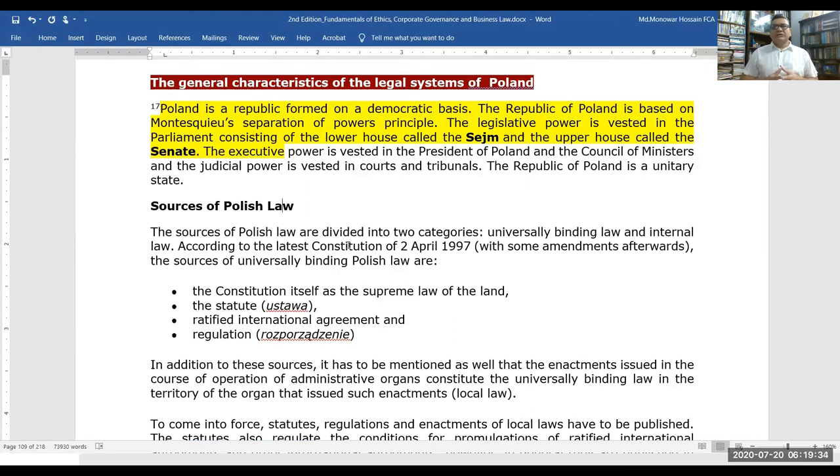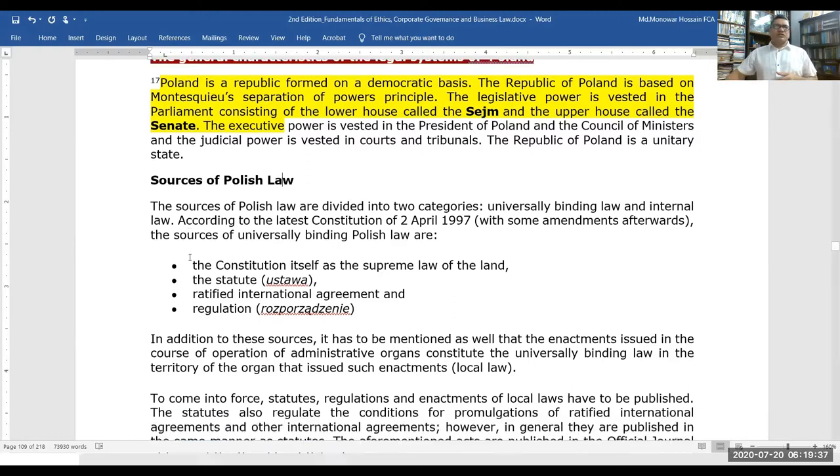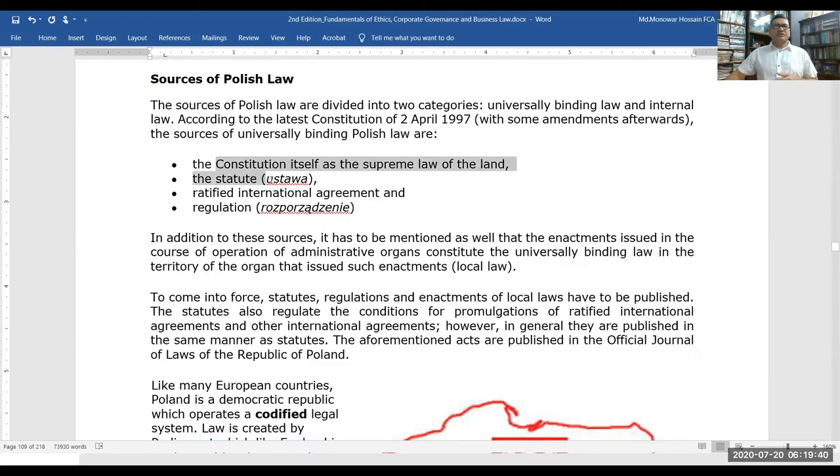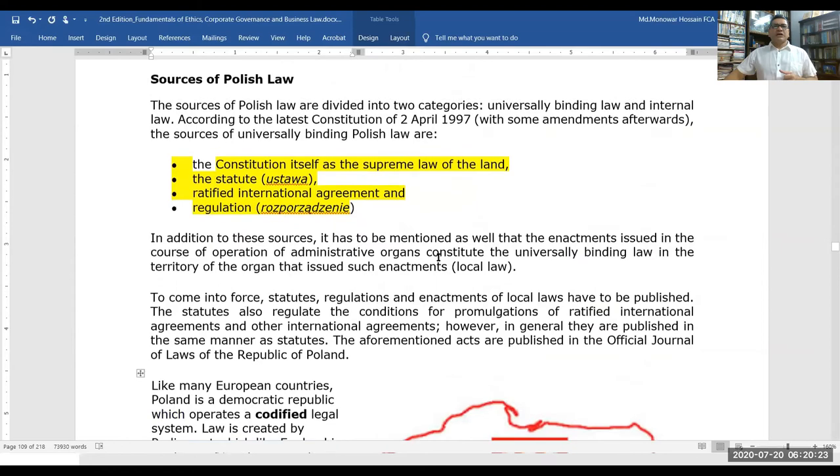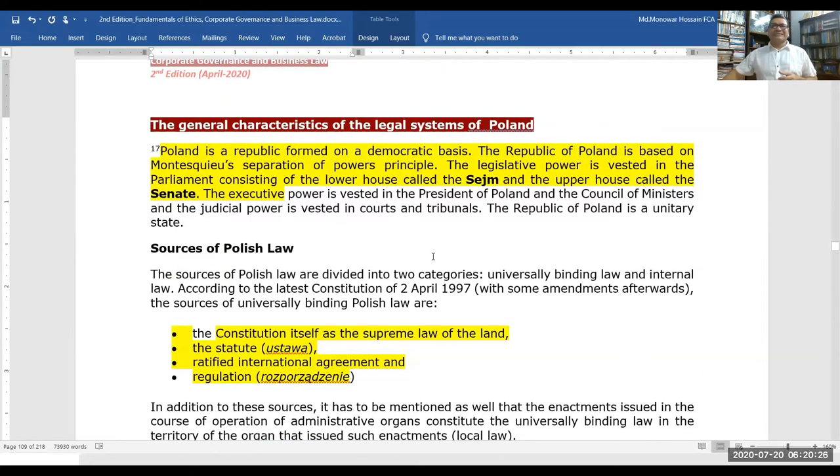The Republic of Poland is a unitary state. Sources of Polish law are the constitution, statutes, ratified international agreements, and regulations. The Polish system consists of provincial and district courts, which hear civil and criminal cases, with a supreme court of appeal. There is also a high administrative court, which deals with public sector administration. So this is the general characteristic of the legal system of Poland.